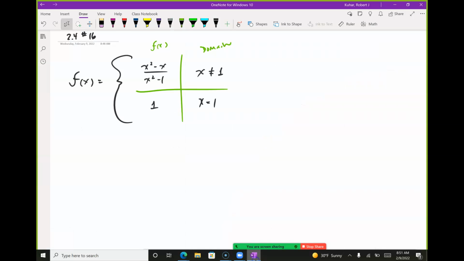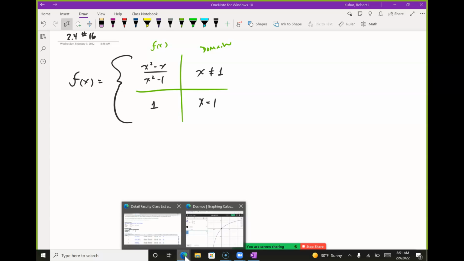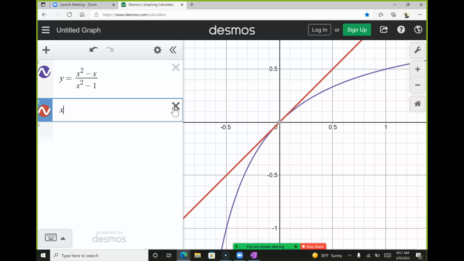Look at the function. When x is 1, the height is 1, right? So I should have a point at, oh, sorry, 1, not 0, 0. I'm not interested in 0. I'm interested in 1, right? So I'm going to put in x equals 1.